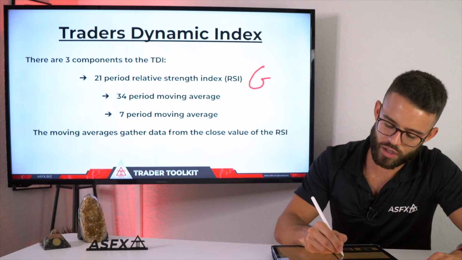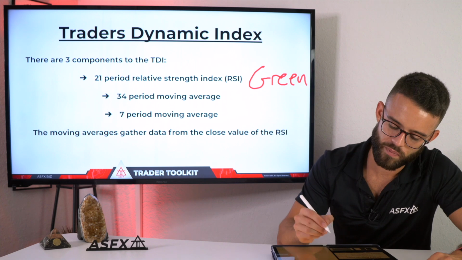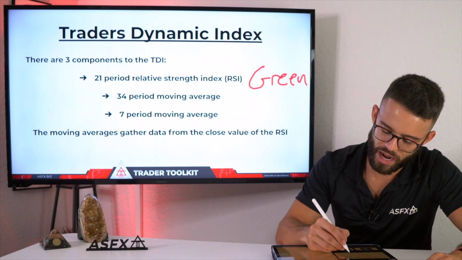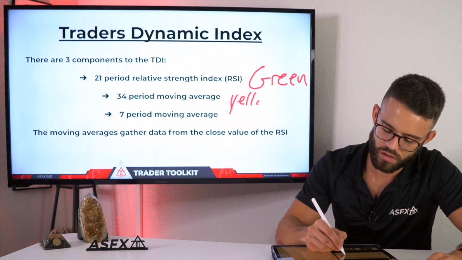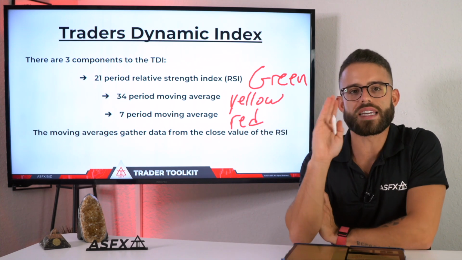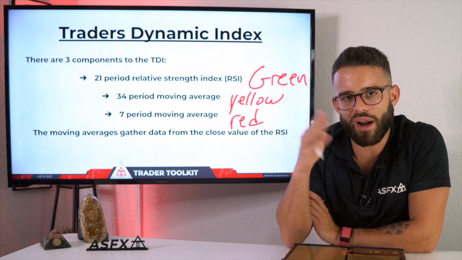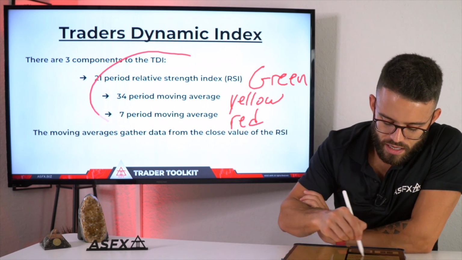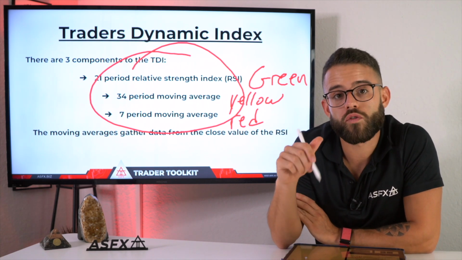The RSI is in green. Write this down if you need it. The 34-period moving average is in yellow, and the 7 is in red. The moving averages gather their data from price action. This TDI gathers its information from volume.